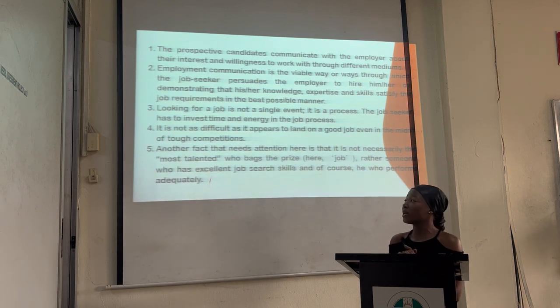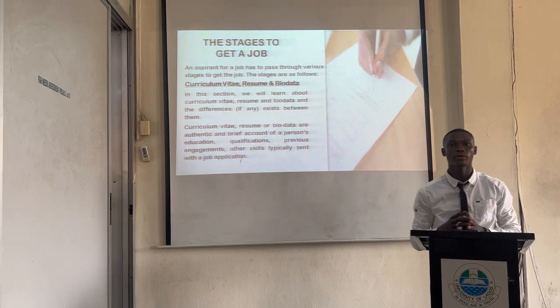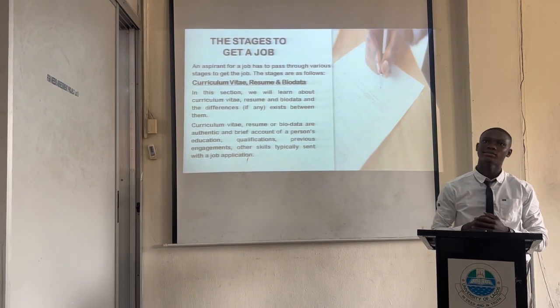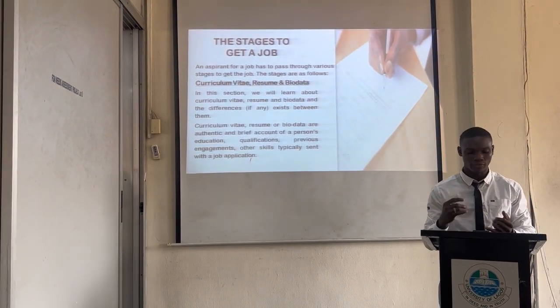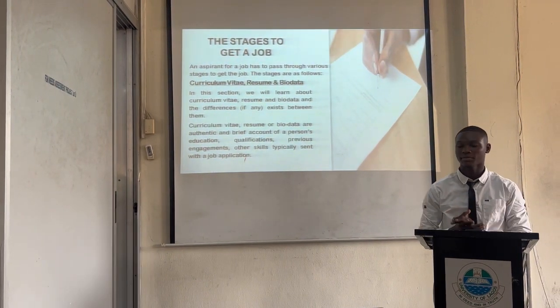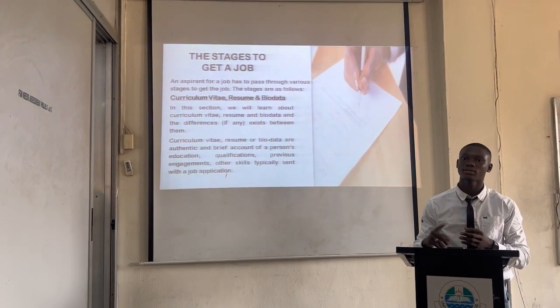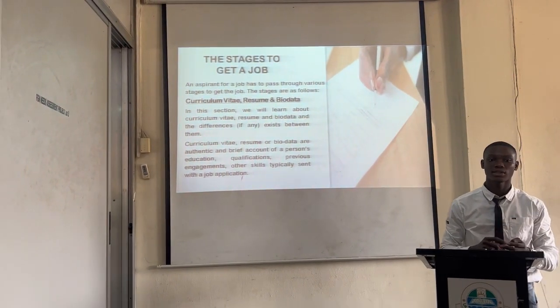Being an aspirant of a job, there are various stages to pass through to get the job. I'm here to talk about the stages to get a job. An aspirant for a job has to pass through various stages to get a job. One, CV, which is also known as curriculum vitae. Curriculum vitae comprises, one, personal information about the aspirant: the email, name, date of birth, origin, and nationalities.